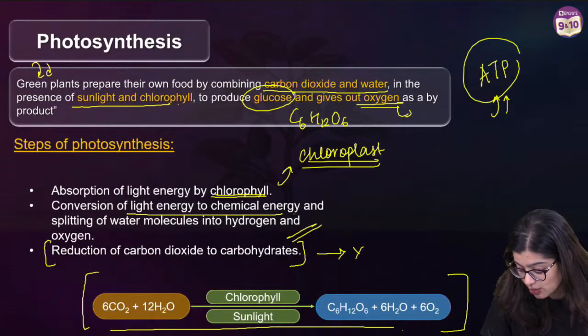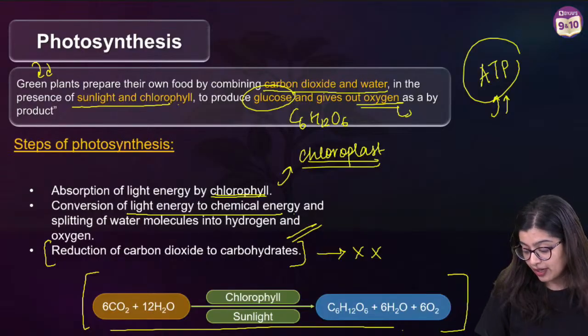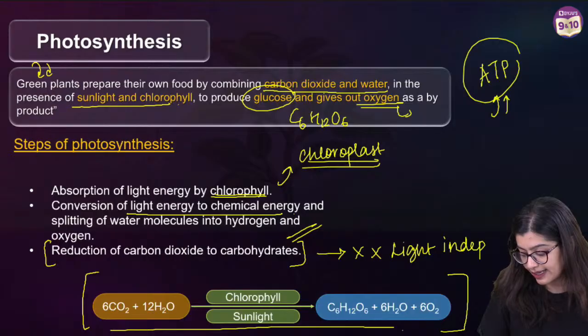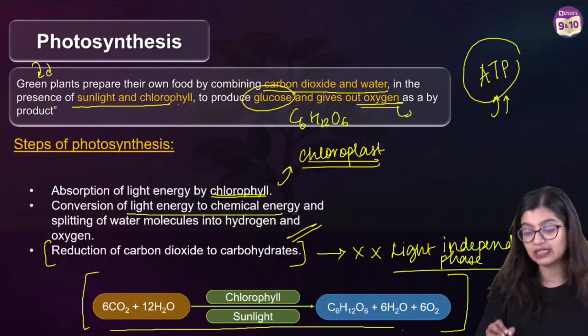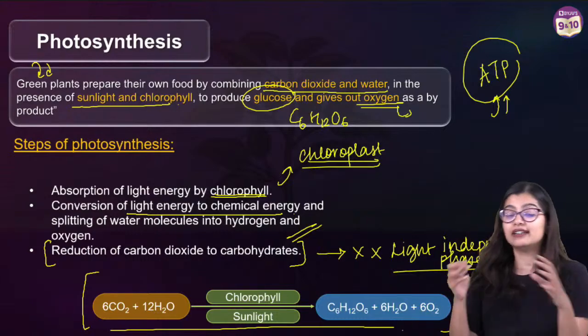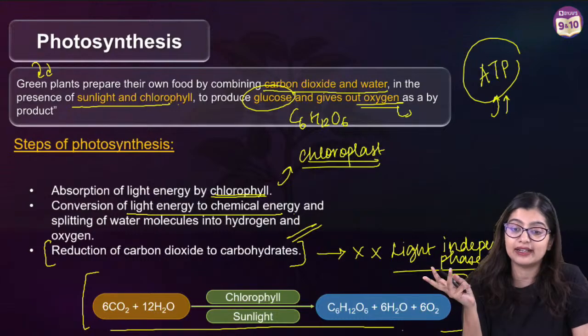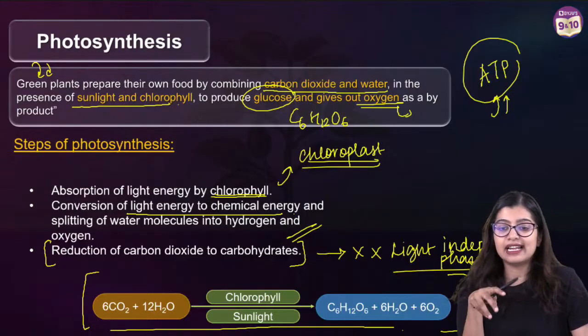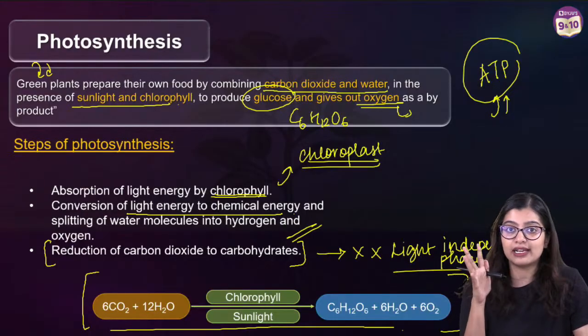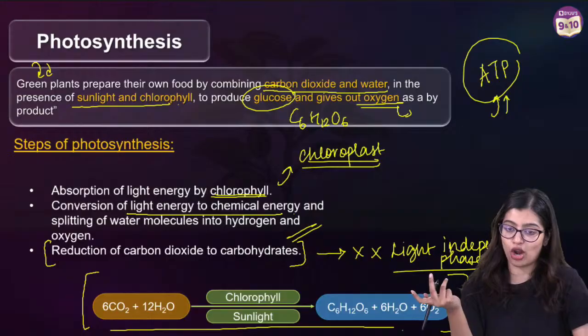We see that this does not require any light energy, right? So we say that this right here is the dark phase or the light independent phase of photosynthesis. Independent means it does not need it. It is independent of light, right? Is it necessary to write a balanced equation? Very necessary. You'll end up losing marks if it is not balanced.